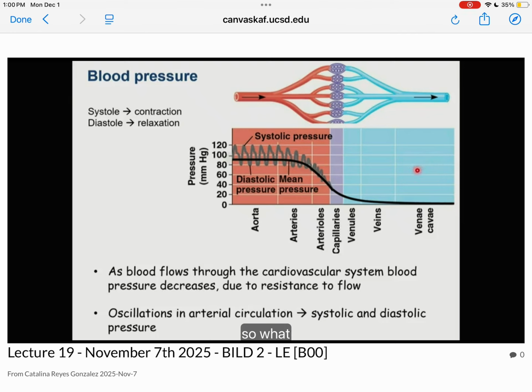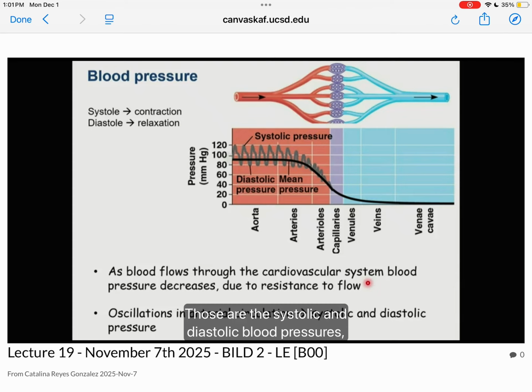Okay. So what other characteristic I want to show you here in this graph, not only that pressure decreases and is practically 0 right before it returns to the heart, but also you see that in the arterial systemic circulation, so aorta, arteries, and arterioles before the capillaries, you see these oscillations. And you don't see these oscillations in the venous systemic circulation. Why do you think these oscillations happen? And it's written right here. What's causing those oscillations? What do you guys think?